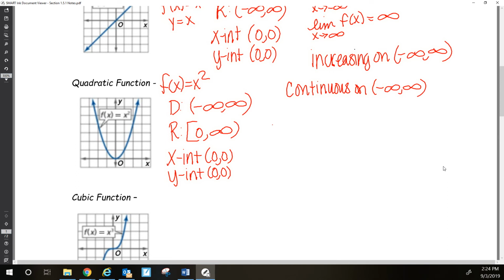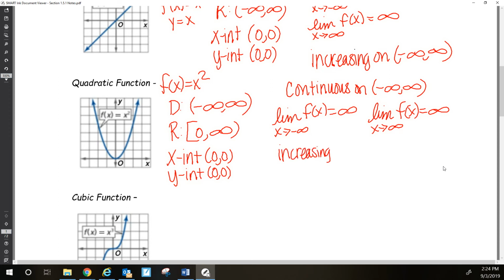Doing our end behavior, I've got the limit as x goes to negative infinity. As x goes to negative infinity, what's happening to our y values? They're going to positive infinity. What about our limit as x goes to positive infinity? We go to positive infinity, our y values are also going to positive infinity. All right, quadratics have an increasing portion and a decreasing portion. So let's write those both down.